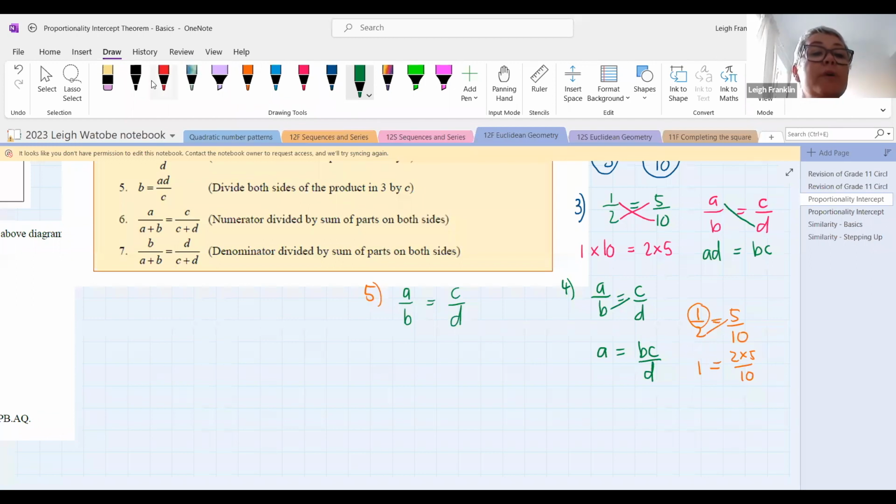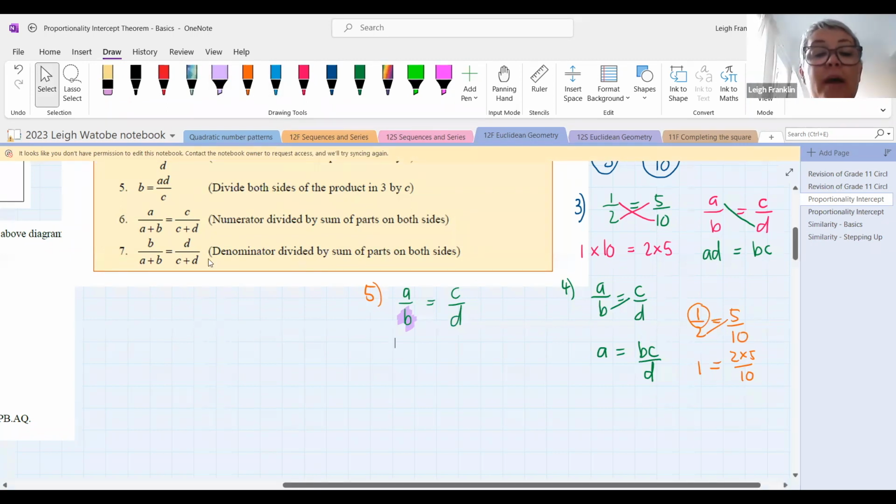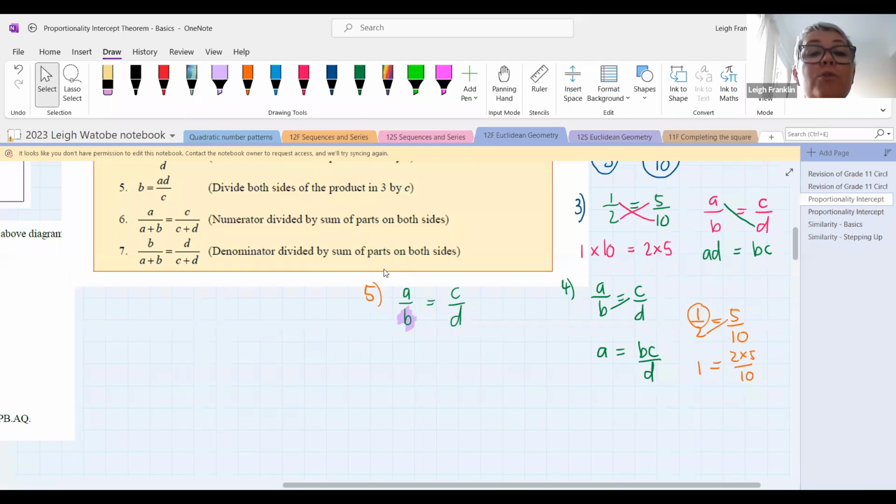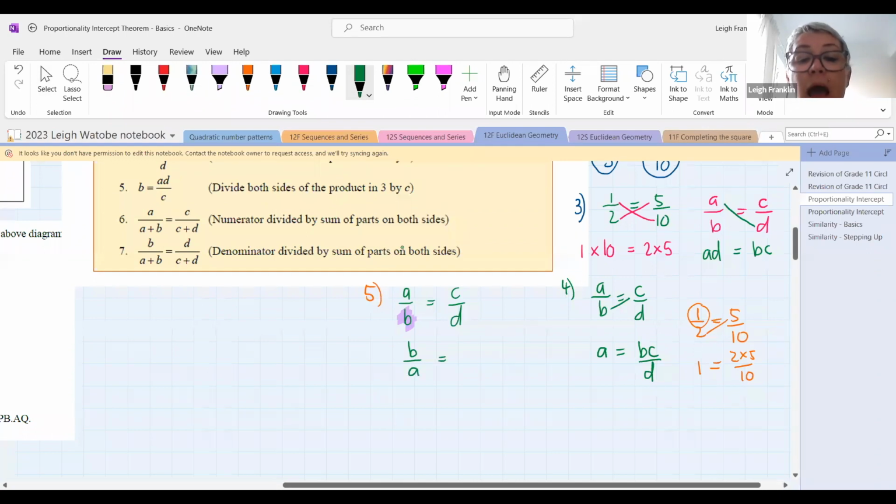Now what we want to do is make this letter B the subject of the formula. The easiest way for you to do this is to invert it first of all. Now remember, inverting was the very first thing that we did. We said that if we switched both fractions around, it was perfectly acceptable to do that. So I want you to invert it so that B is in the numerator, A is in the denominator, and then we've got to do the same thing on the right-hand side.